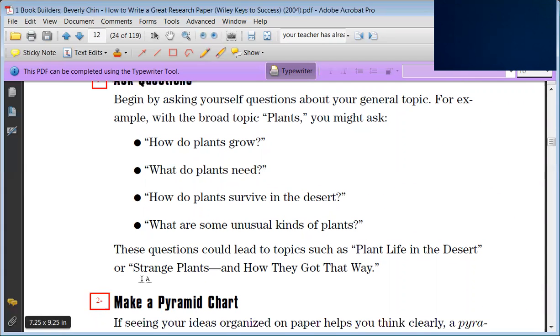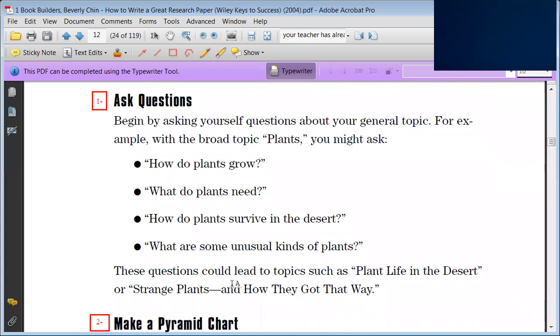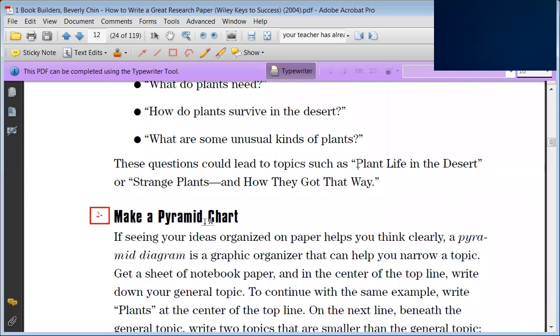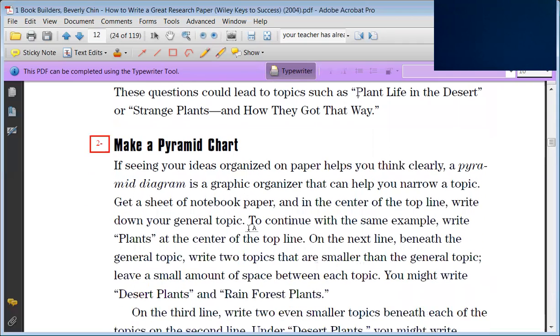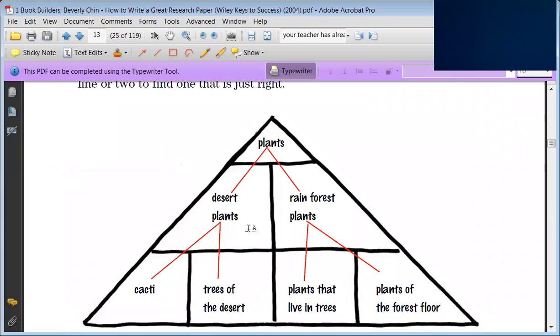Or another suggested topic, strange plants, for example. I'm not going to write about the plants in general, but I'm going to write about the strange plants only, or about the plants that live in the desert. Okay, so this is one of the ways or strategies to trim down the broad topic. The next one, make a pyramid chart. We make this pyramid diagram. Okay, in order to make the topic the right one.